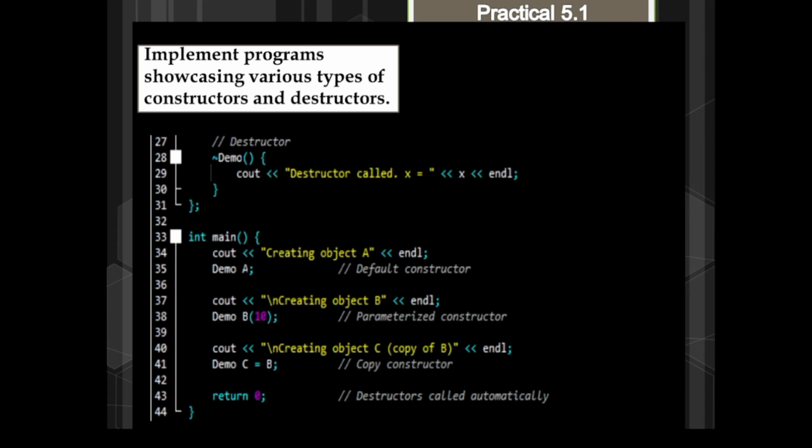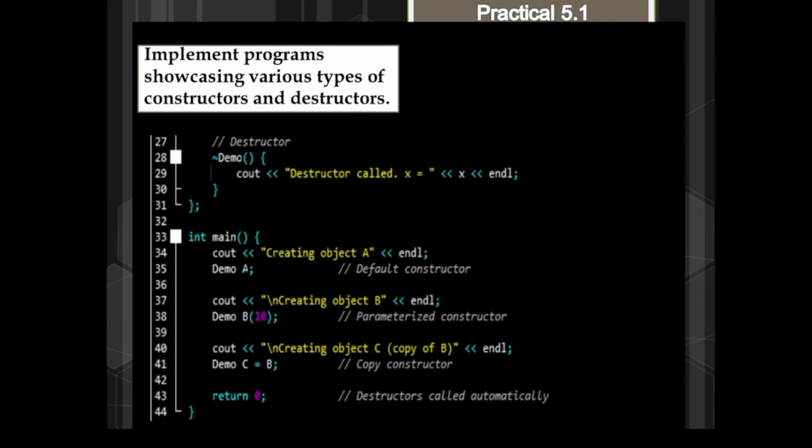Next, we are creating the object C, which is a copy of B. You can say Demo C = B, which means that it calls the copy constructor and copies the value of x from B to C. Return 0, the program ends. These destructors are called automatically.